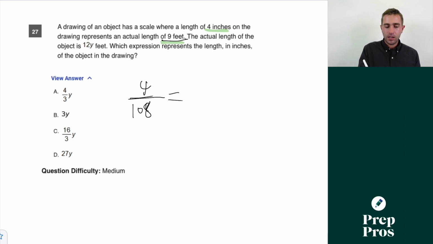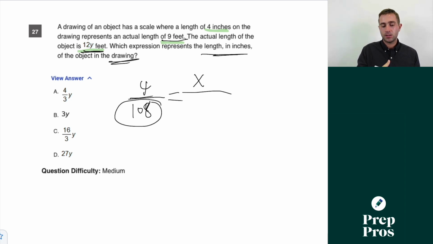So what I can think about now is, well, this is going to be proportional to x, as this is what I'm looking for, the length in inches of the drawing, over 12y times 12. And now this is probably the part that most people missed on the test. This is giving me my amount of feet, but I have expressed this in terms of inches. So 12y feet is going to be the same as 12y times 12 if I want to express it in inches here.